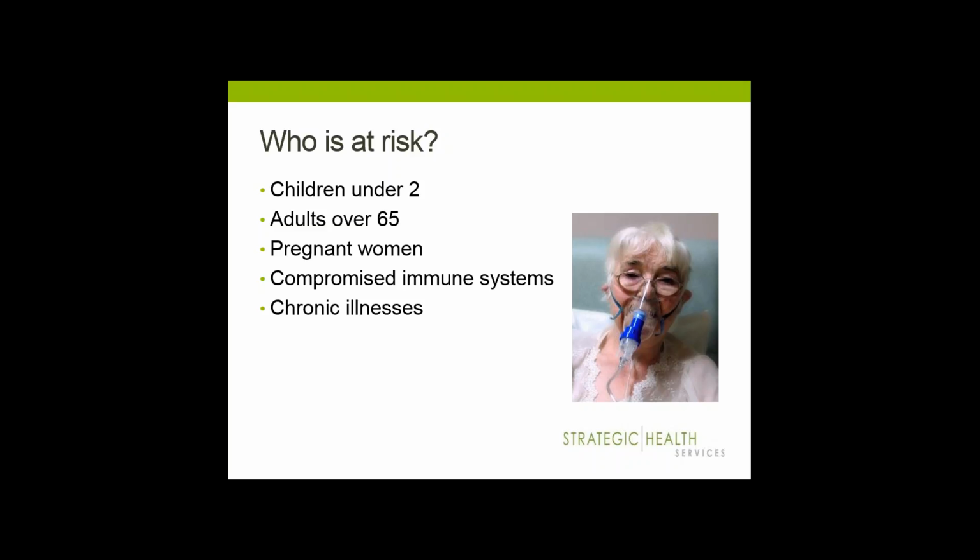Residents of nursing homes and other long-term care facilities. Also, interestingly enough, American Indians and Alaska Natives seem to be at a higher risk for developing complications. People with asthma, people with chronic lung disease or COPD, which is chronic obstructive pulmonary disease, emphysema, chronic bronchitis, and even cystic fibrosis. Heart disease, people that have congestive heart failure, congenital heart problems, or coronary artery disease.